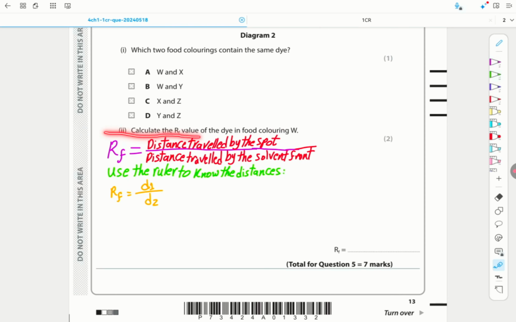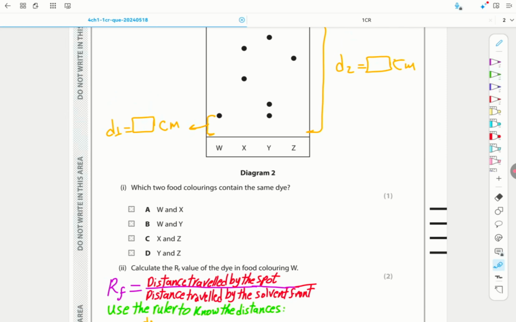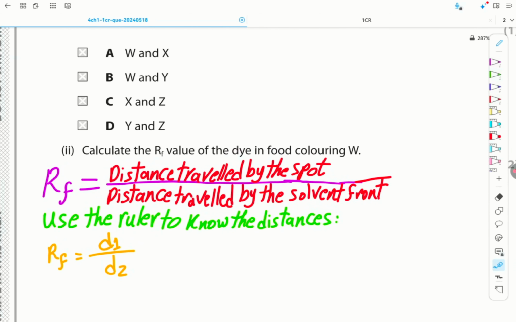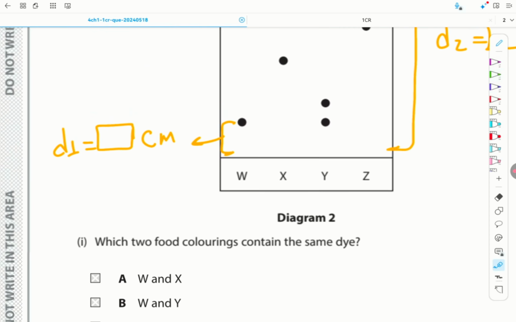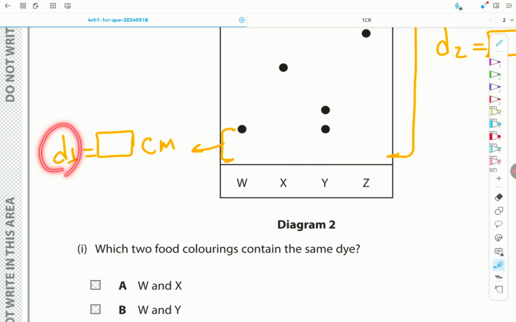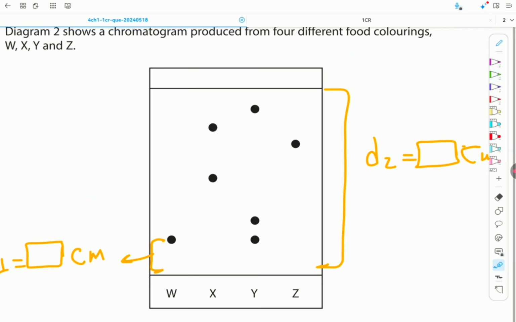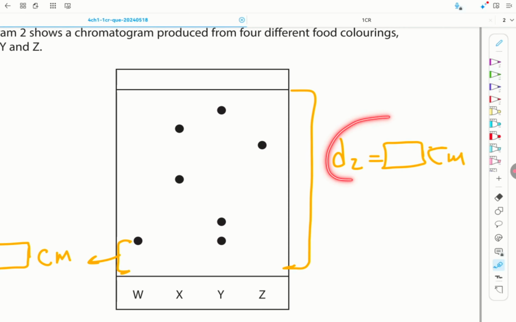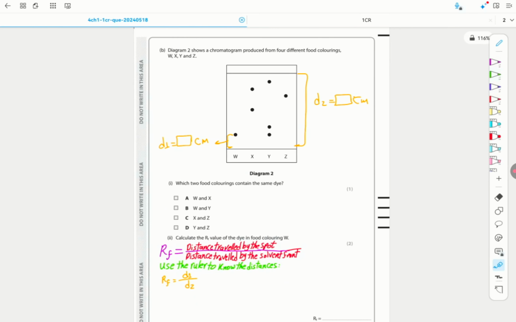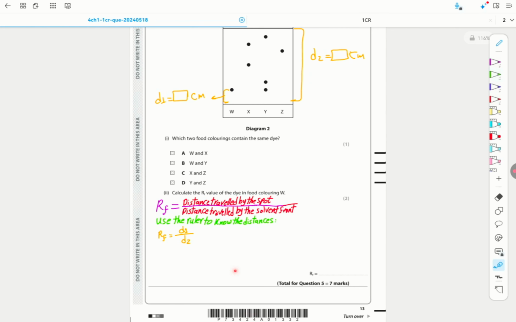Calculate the RF value of the dye in food coloring W. Here the main rule is that RF, or the retention factor, equals the distance traveled by the spot, which we call D1, as you see here, over the distance traveled by the solvent front. This is the solvent front. Here we call it D2, in centimeters. So we divide them over one another.